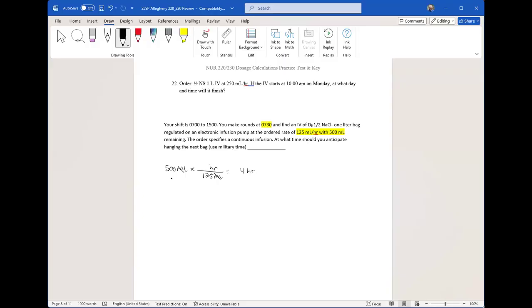Or you could set it up like this, or you could do ordered over available. That probably works too. The next thing is you started at 7:30 when you started your rounds. What's 4 hours from this time? So that's where you're just adding the 4 hours, and you should get 11:30 is what you would put in as your time. Okay.